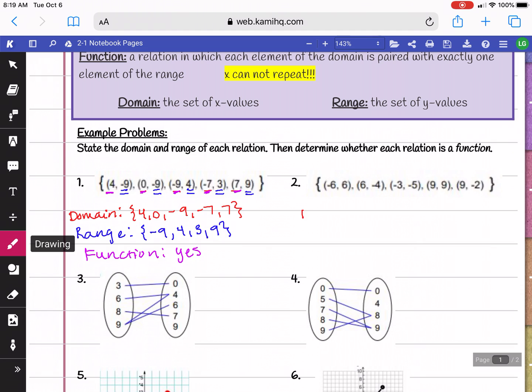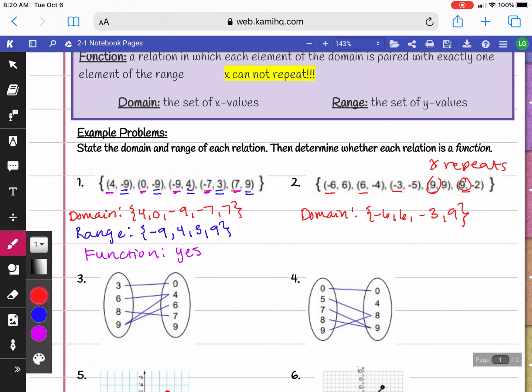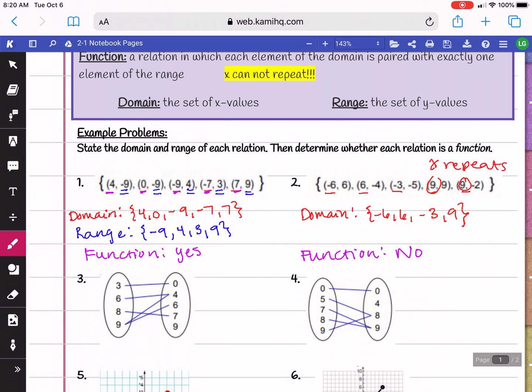So on number 2, we're finding our domain. We have -6, 6, -3, 9, and 9 repeats. So I'm not going to write it more than once. I'm just going to write it once. But I already know, since my x repeats, that this one's not going to be a function. So right away I can come down, and when I'm answering if it's a function or not, the answer is no. And that's because x repeats.